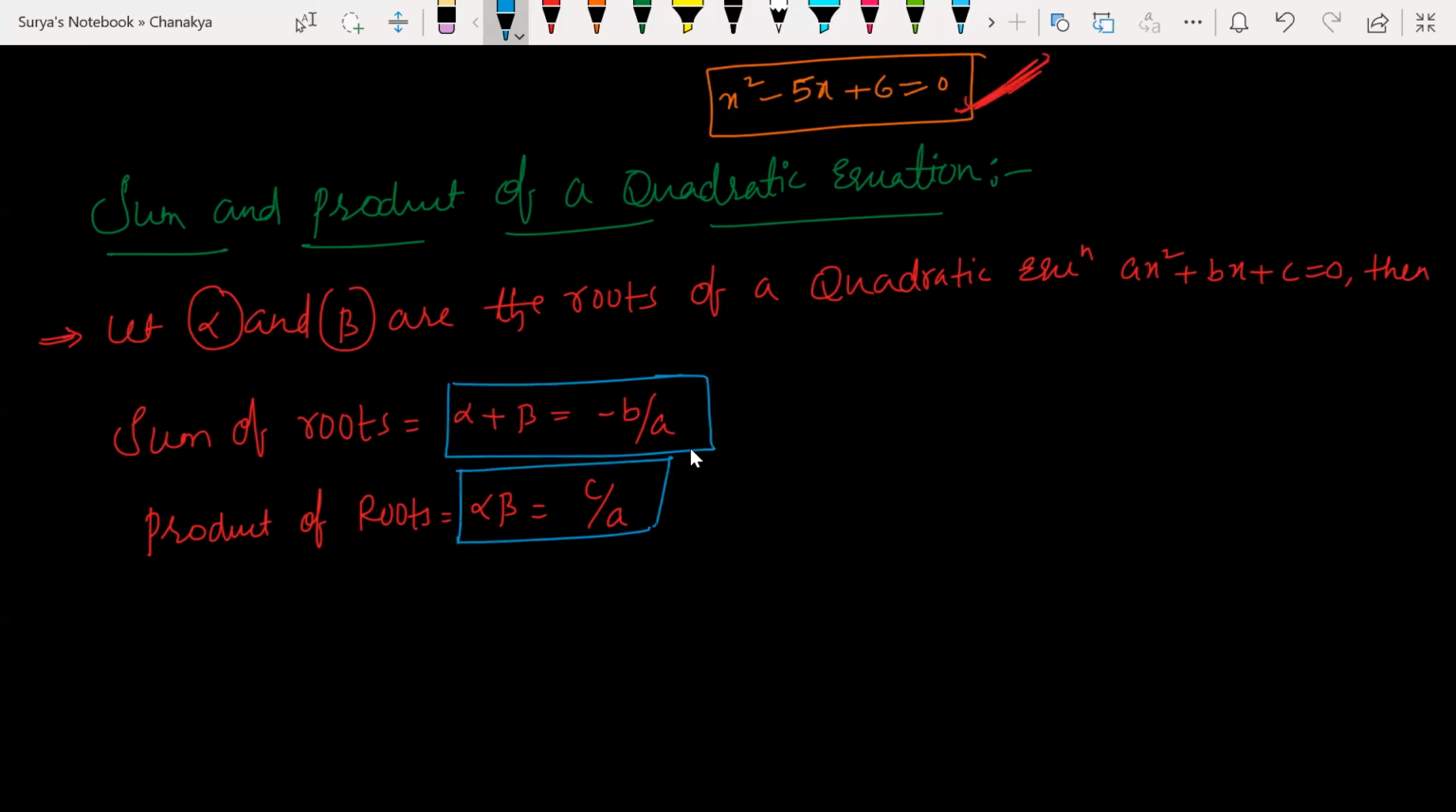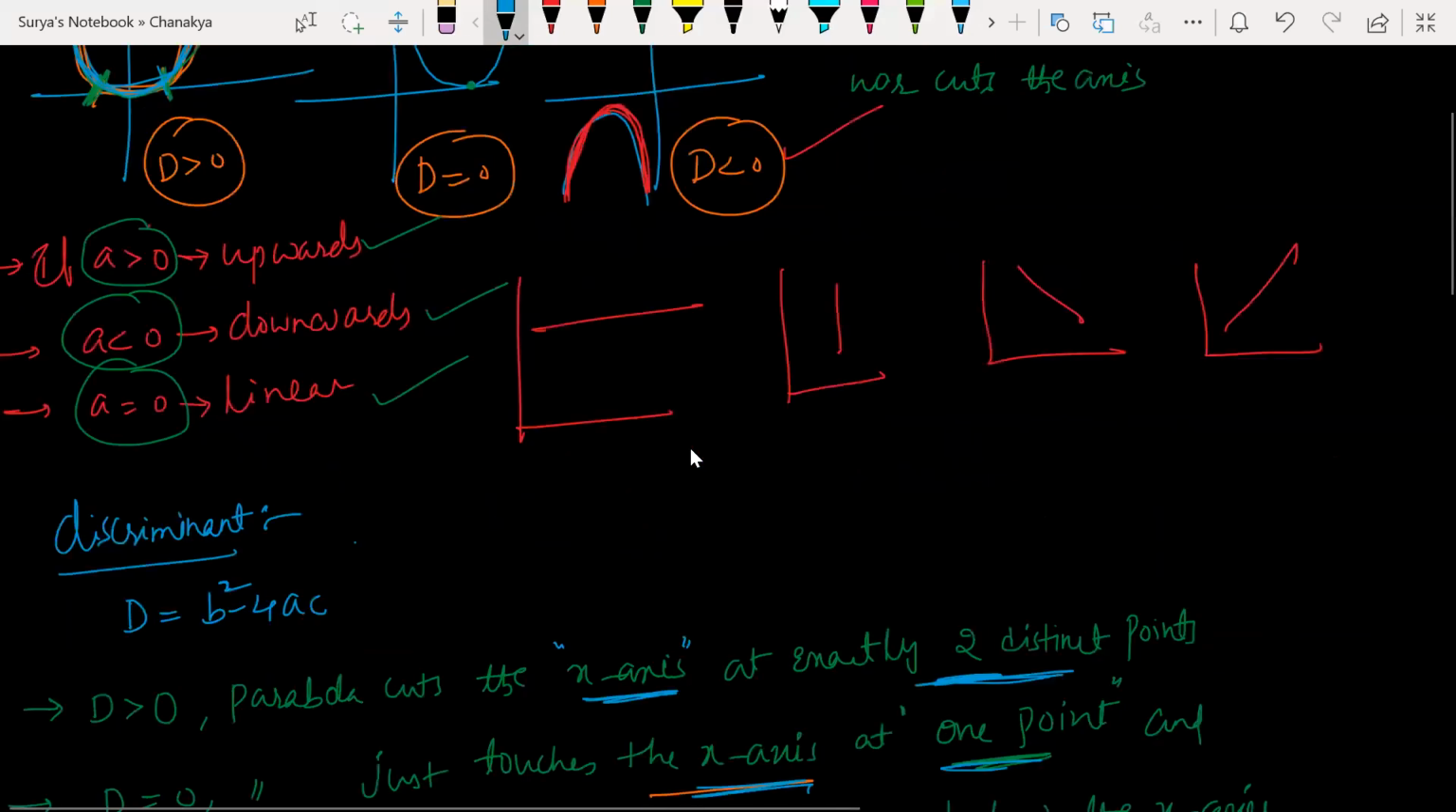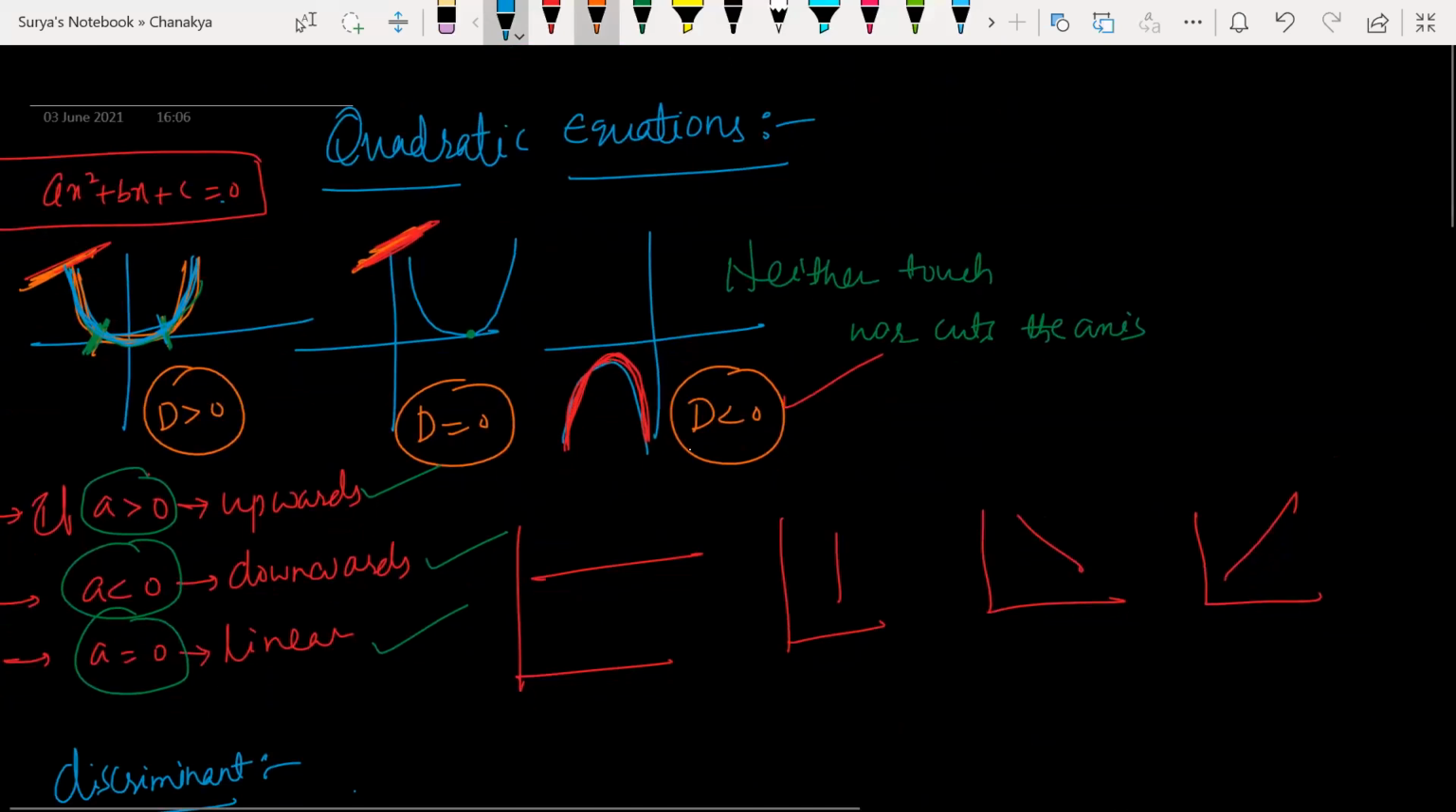So guys, this is what we have learnt. With this, we have finished our theoretical part of quadratic equation. So now we are going to start exercise problems. Any doubts so far, guys? Very simple. We have done. See, whatever we have discussed, this graphical representation, we have learned this, right?